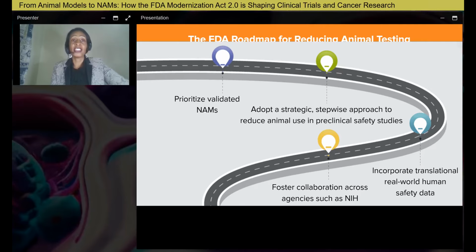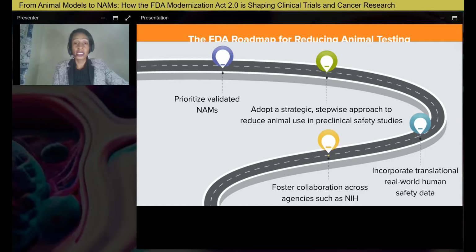And how does the FDA intend to go about reducing animal testing in preclinical studies? In April 2025, the FDA laid out a roadmap to reduce animal testing. One thing is clear from this roadmap, the FDA now prioritizes the use of validated NAMs. In addition, this roadmap encourages collaboration across agencies such as the NIH. And lastly, it incorporates translational real-world human safety data from countries that have comparable regulatory standards.